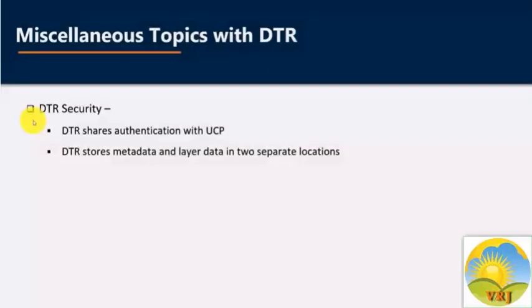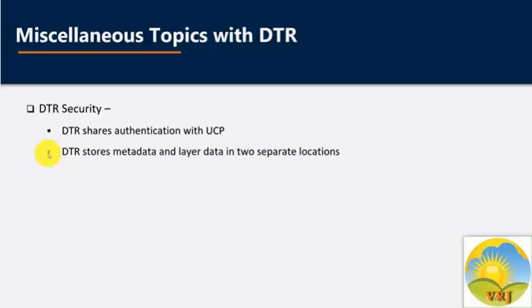In this nugget, we will go through some miscellaneous topics on DTR which are important from the exam point of view. First is DTR security. Docker Trusted Registry continues the Secure by Default theme with 2 new strong features: image signing via the Notary project and image scanning. Additionally, DTR shares authentication with UCP, which simplifies setup and provides strong role-based access control, that is RBAC, without any effort.